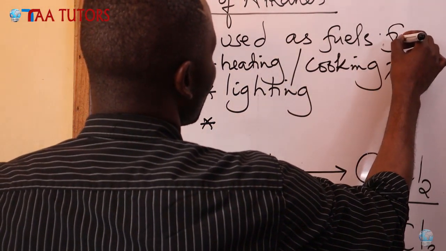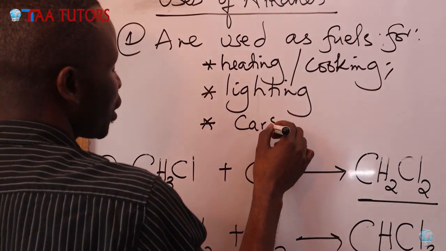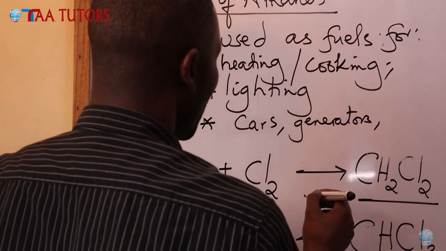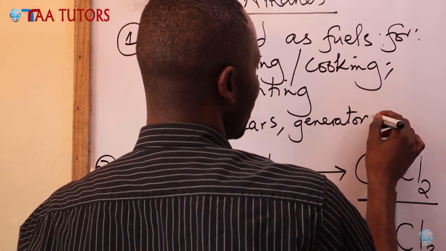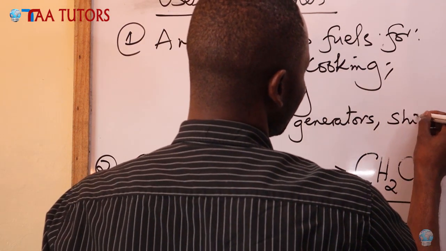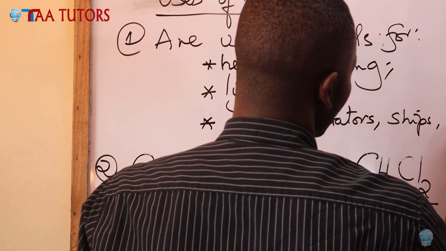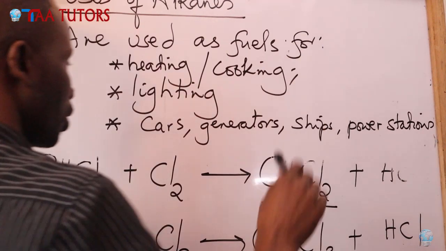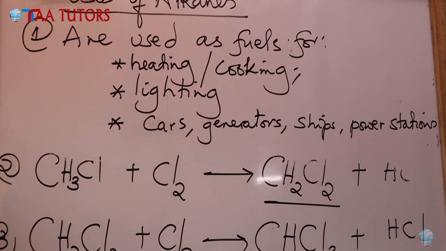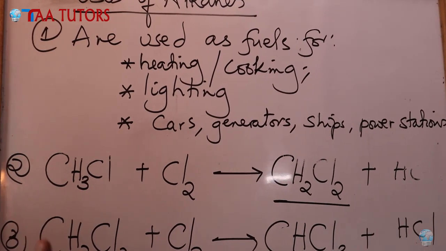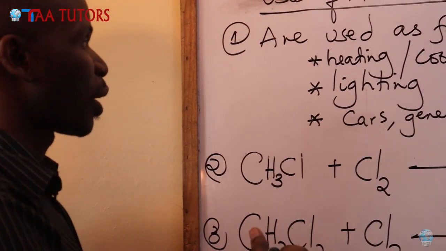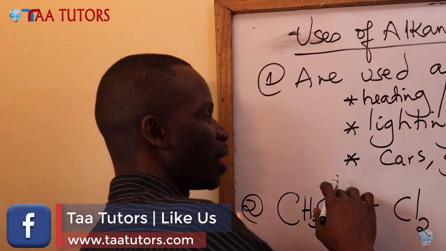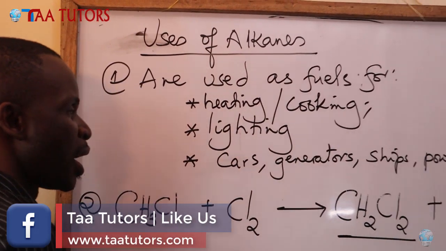Let me say fuels for cars, generators, ships, power stations, and so on. We know diesel, we know kerosene, we know gasoline. All those we are going to look at under the next part of this chapter called crude oil. That's the next chapter we are going to talk about. So you realize that that is where we have these particular uses. You are going to find them there, and those basically are simply alkanes.